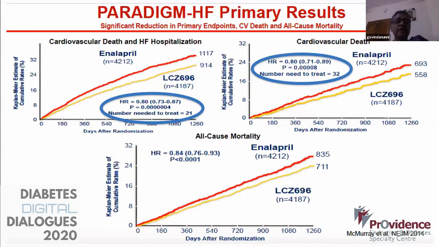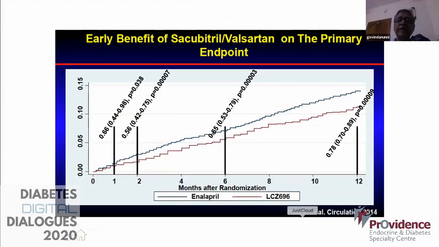And finally, all-cause mortality, equally good results, 16% reduction with a p-value of less than 0.001. Mind you, this 16% reduction is on patients who are already on beta blockers, on patients who are already on mineralocorticoid receptor antagonists. Now, it is not only that the benefits were very good, but you can see that the curves are diverging as time passes on. Even at the end of 12 months, it is still diverging.